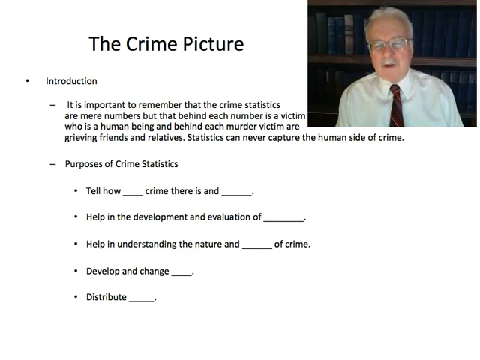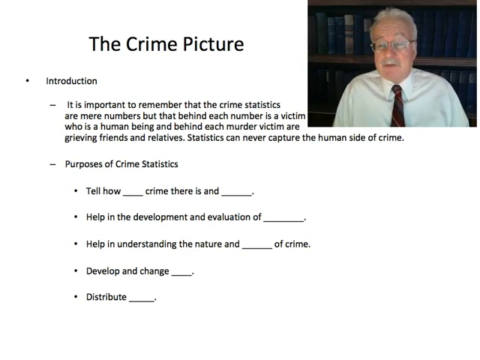So why do we collect crime statistics? Well, one reason is to tell how much crime there is and trends. How much crime there is is important because we want to know if we're doing a good job or a bad job, if things are getting better or getting worse, how many police to deploy, how many judges and jails and prisons that we need. But we also want to track trends. Is crime going up or going down?